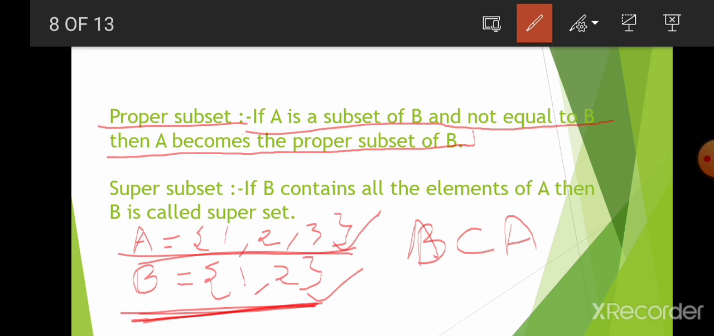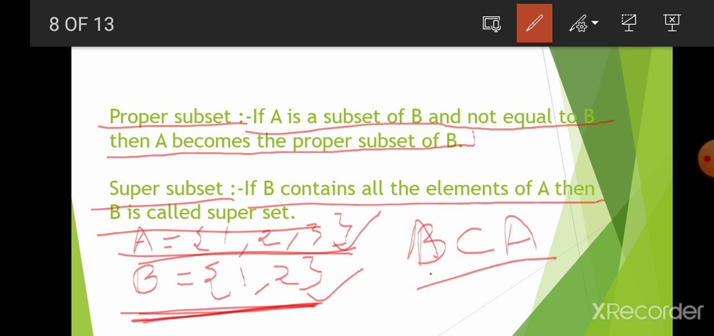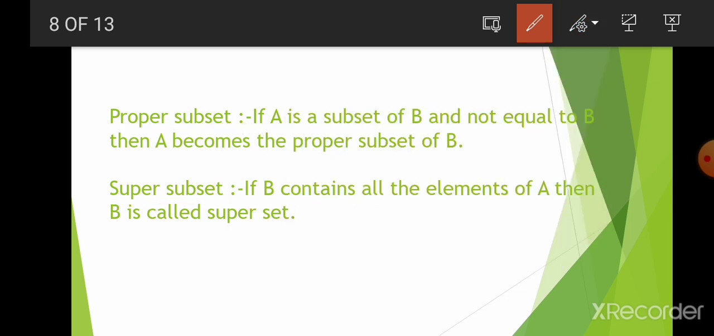And superset: if B contains all the elements of A, then B is called the superset. Here we are comparing, and the larger set is A. So A is the superset. Or we can say the universal set from where all the elements belong is known as a superset.